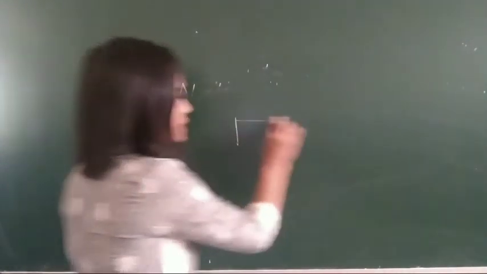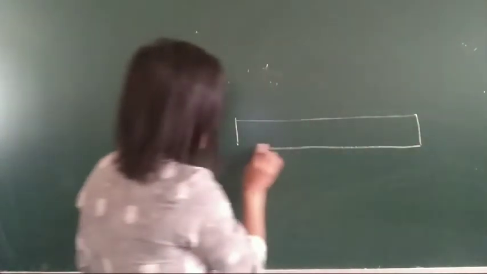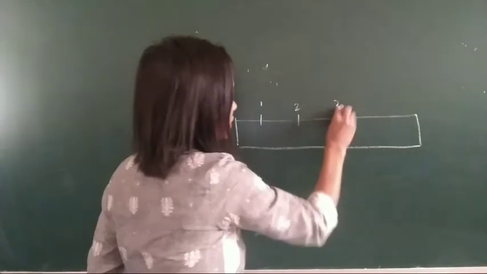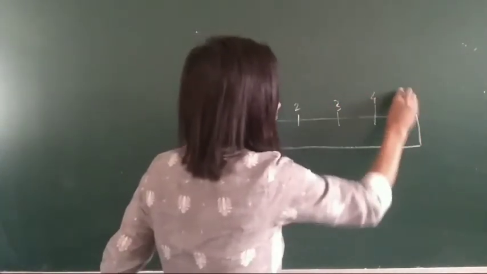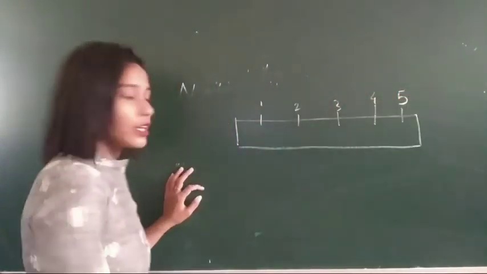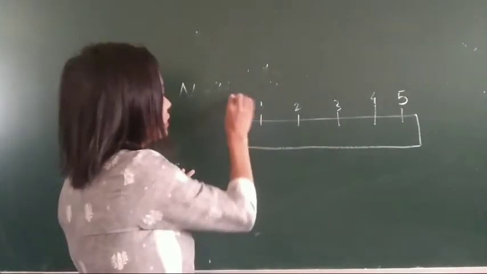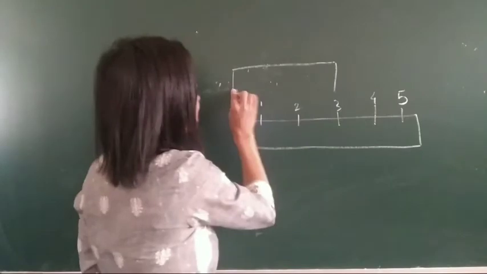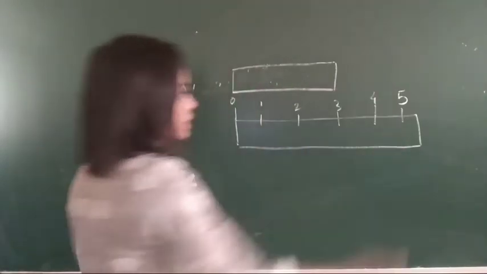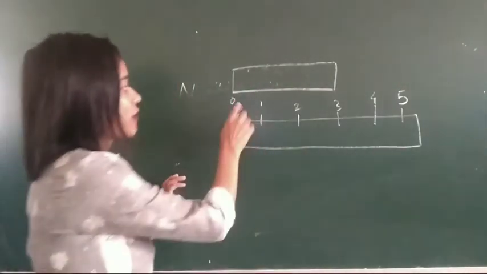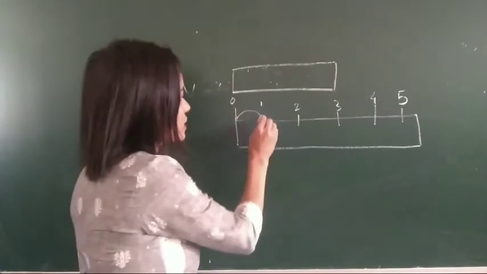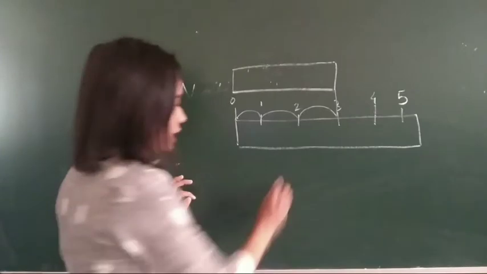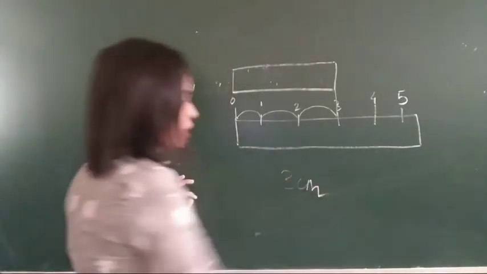Now suppose this is your ruler, and here you have the marks 1 centimeter, 2 centimeter, 3 centimeter, 4 centimeter, 5 centimeter. And here you have placed the object. Suppose your object measures 1 centimeter, 2 centimeter, 3 centimeter. You have got 3 centimeter.